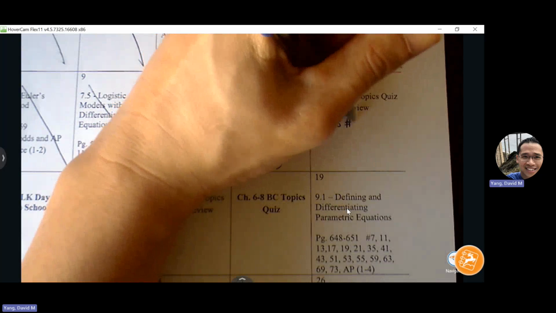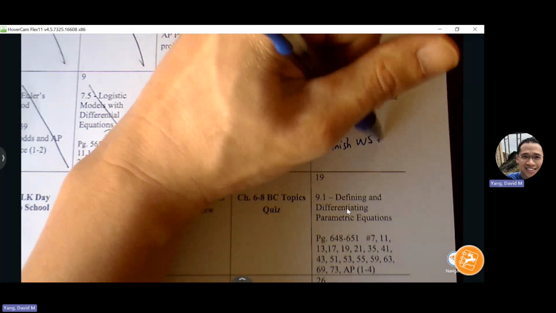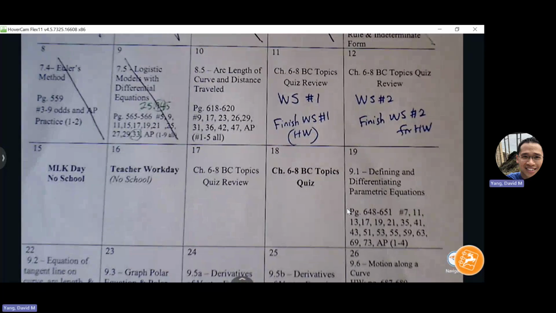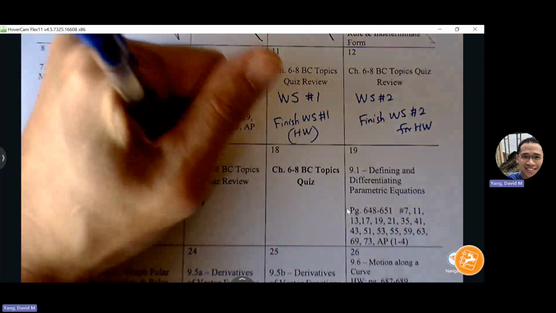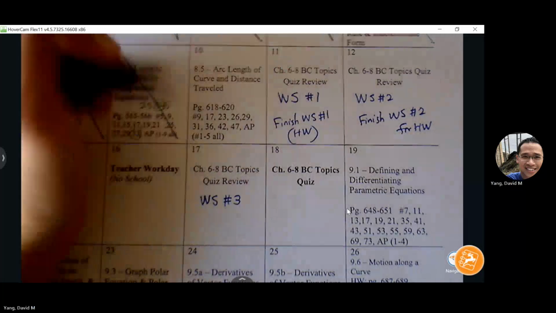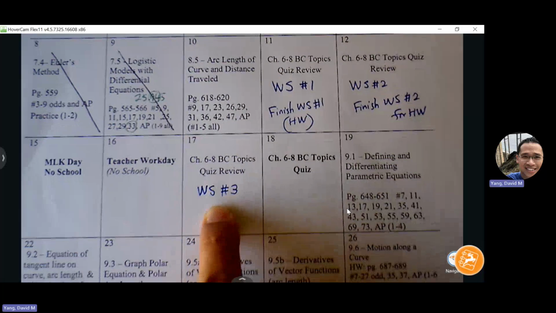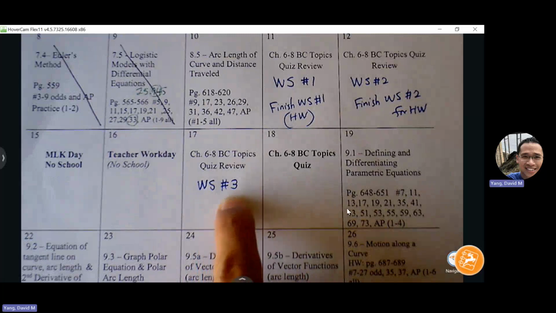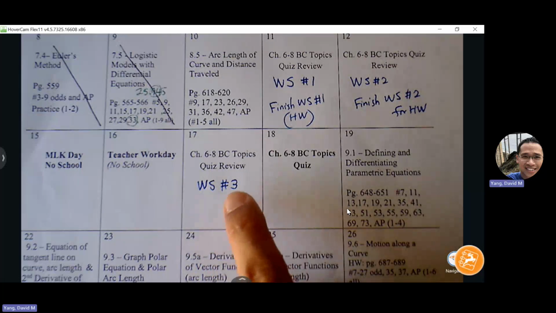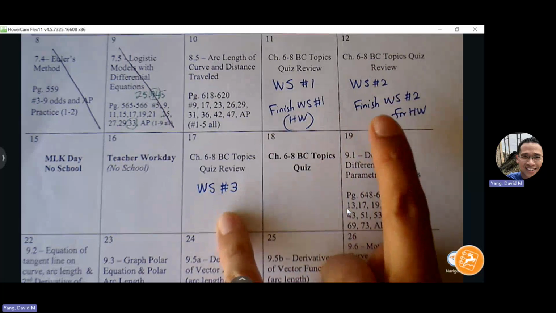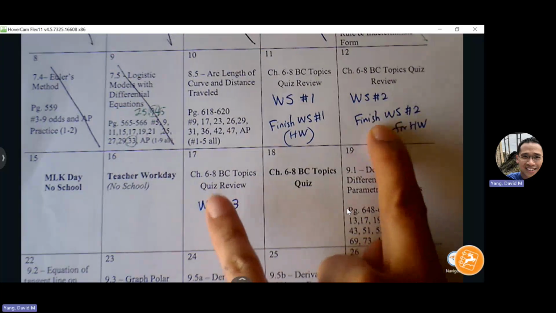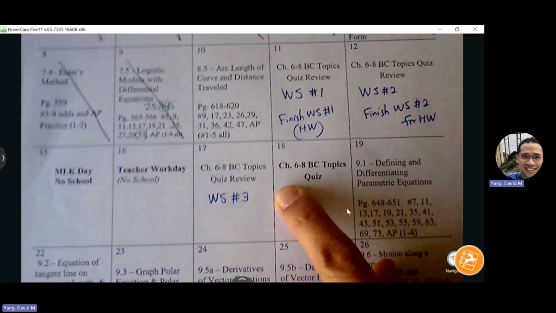And then tomorrow we're going to do worksheet 2. It's all in your packet here. And then you'll finish worksheet 2 for homework. And then next Wednesday after break, we're going to do worksheet 3. Okay. I'm not going to check worksheet 3 for homework, but I will have help sessions Friday morning, sorry, Friday afternoon, Wednesday afternoon, and Thursday morning.